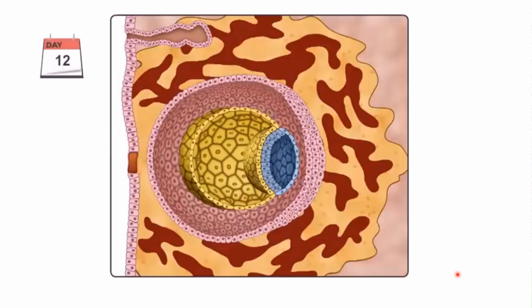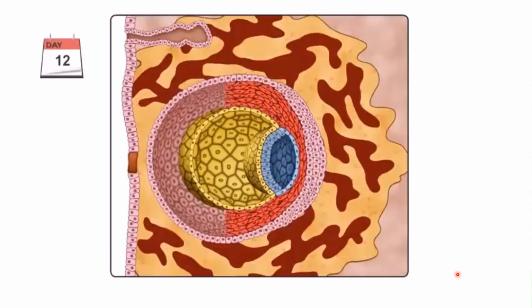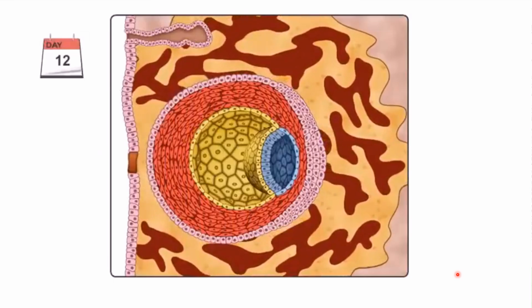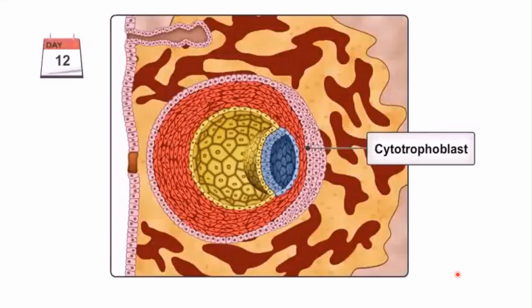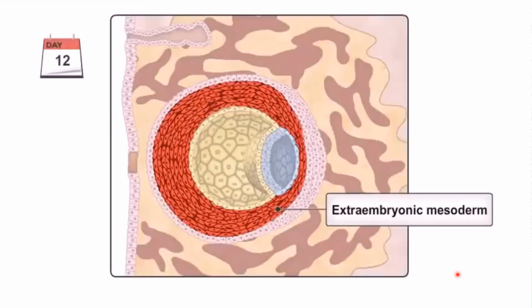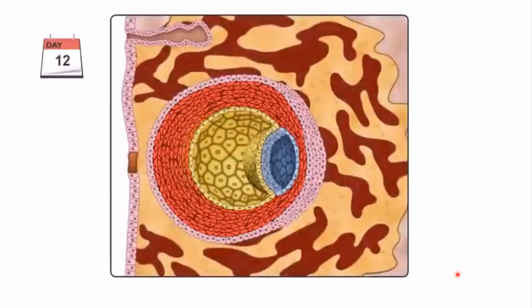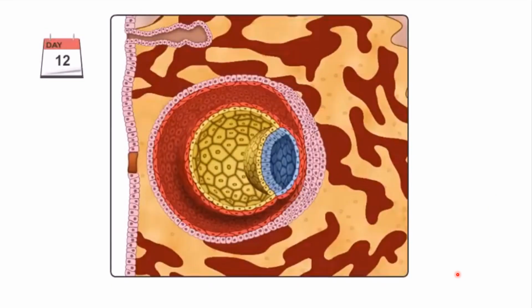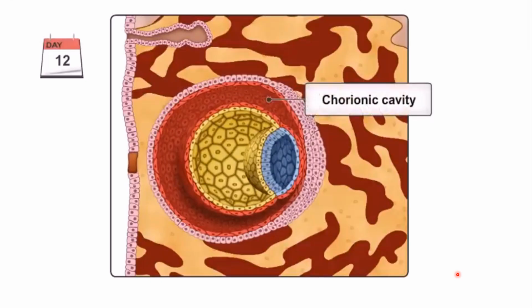The blood and uterine secretions only come into close proximity to the embryo, allowing the exchange of gases and metabolites. Around the same time, a new population of cells appears between the inner surface of the cytotrophoblast and the outer surface of the primitive yolk sac, known as the extraembryonic mesoderm. Large cavities begin to appear in the extraembryonic mesoderm. These gradually fuse to form one single cavity, called the chorionic cavity.